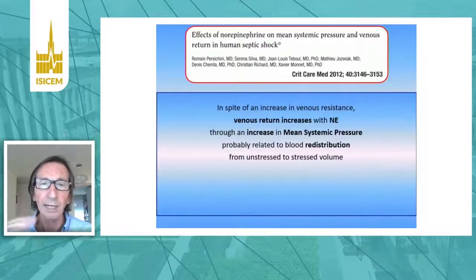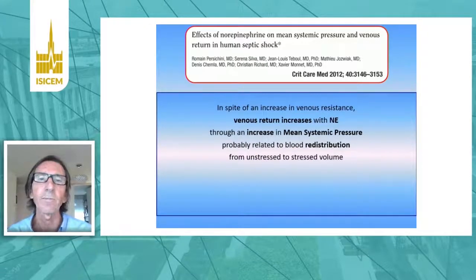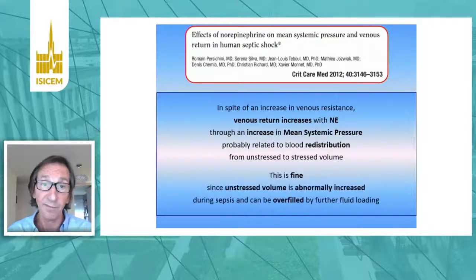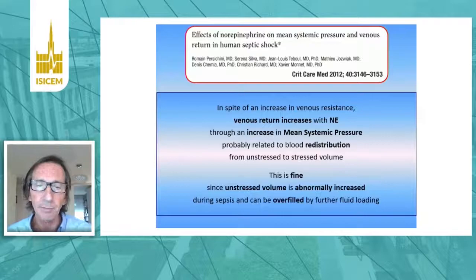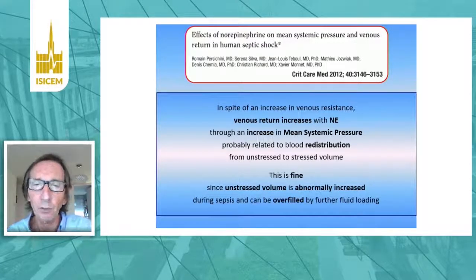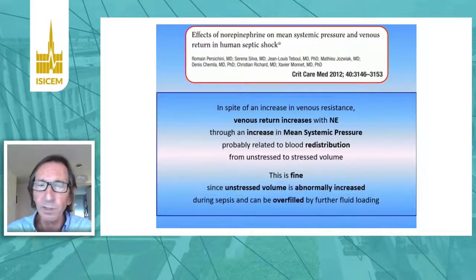So therefore, in spite of an increase in venous resistance, venous return increases with norepinephrine through an increase in the mean systemic pressure. And this is probably related to blood redistribution from unstressed to stressed volume. And this is fine because unstressed volume is normally increased during sepsis and can be overfilled by further fluid loading. So the combination of norepinephrine with fluid can be beneficial for this increase in the mean systemic pressure.